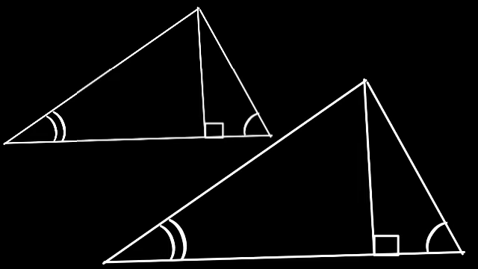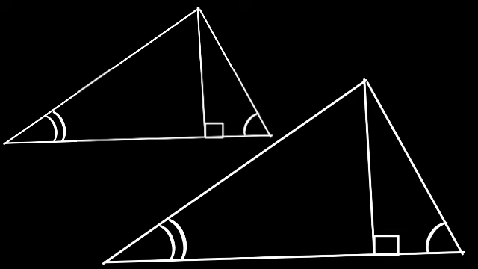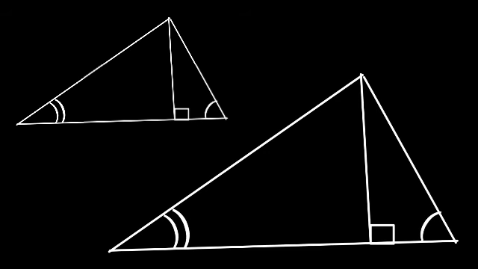Let us consider these two triangles. These two triangles are similar to each other. This angle and this angle are congruent. This angle also is congruent. We know that if two triangles are similar, then their corresponding angles are congruent. We are given that these two triangles are similar to each other.